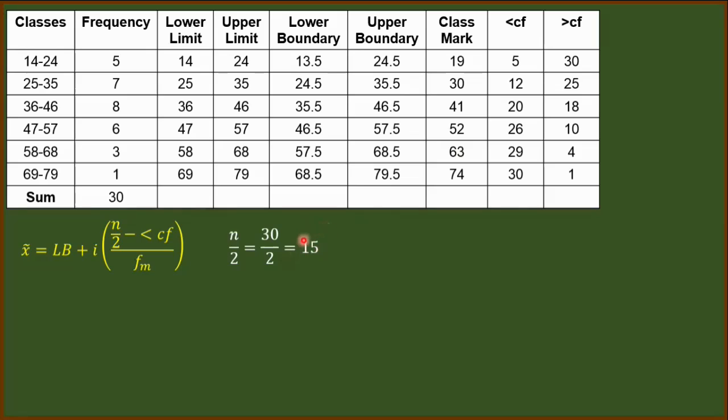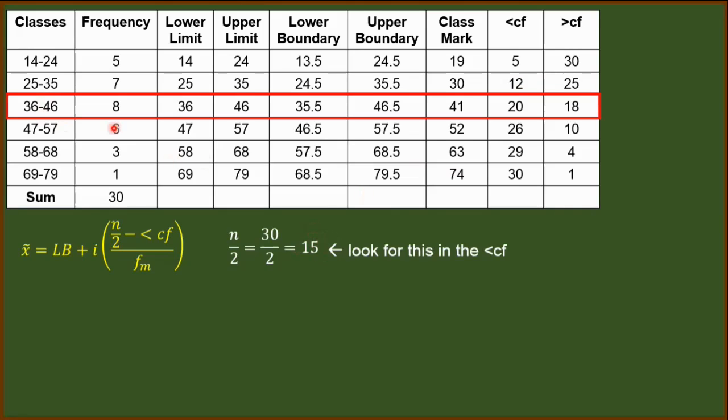This 15 is the number that we will look for in the less than cumulative frequency. So we will go back to the table, and on the less than cumulative frequency column, we will locate where this 15 lies. Obviously, it is not in the first class, because the first class contains up until the 5th data. The second class is just until the 12th data. However, the third class contains the 13th until the 20th data. So 15 belongs to this class, because 20 contains the 15th data.